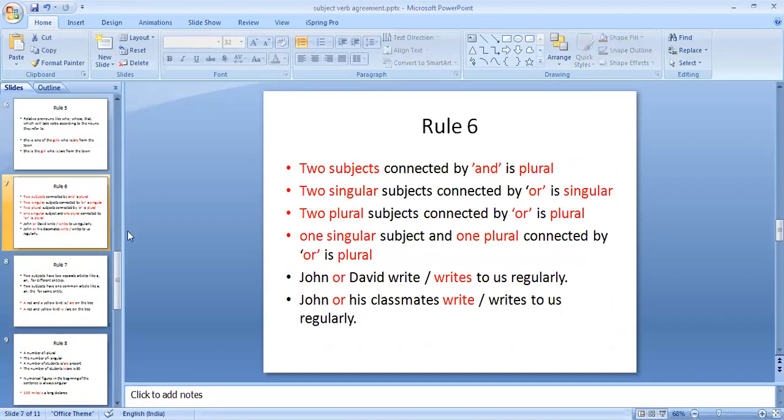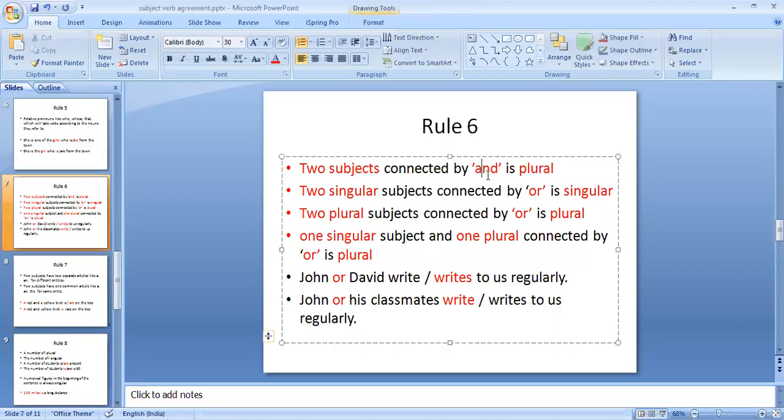And rule number 6. Two subjects connected by and are actually plural in form. Two singular subjects connected by or, no problem, singular. Two subjects, whatever they may be, singular or plural, when they are connected by and, are always plural. Raja and Ravi. My daughter and sons. My daughters and sons. My son and daughter. So whatever it may be, when the two subjects are connected by and, it is always plural, whether they are singular or plural, it does not bother. Two subjects connected by and naturally become plural.